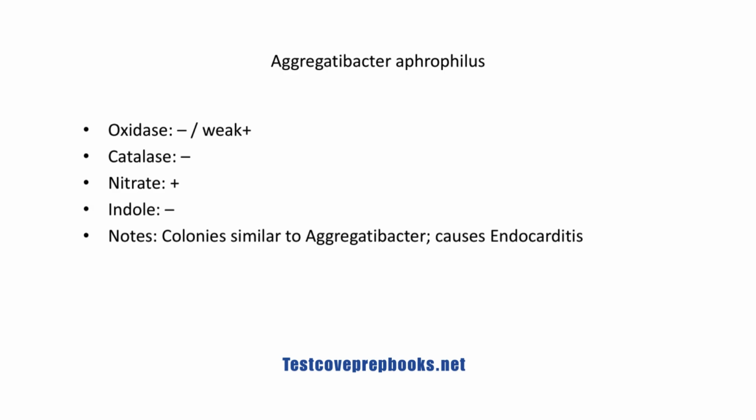Aggregatibacter aphrophilus, formerly known as Haemophilus aphrophilus, is oxidase negative or only weakly positive, catalase negative, nitrate positive, and indole negative. Its colonies resemble those of Aggregatibacter species, and it is an important cause of endocarditis.